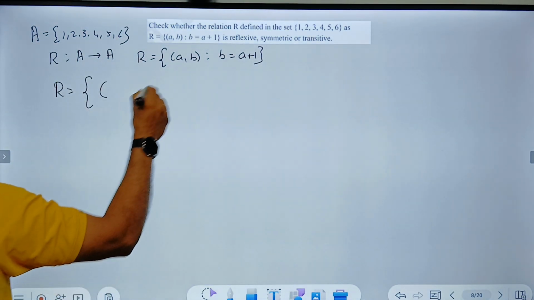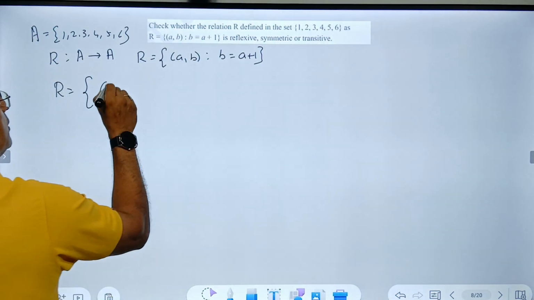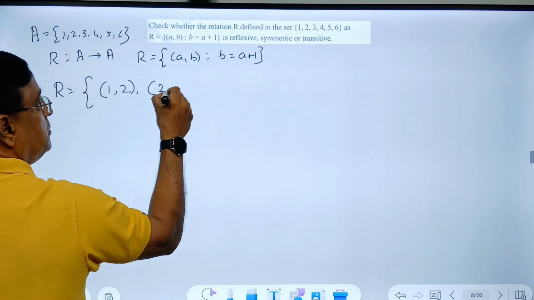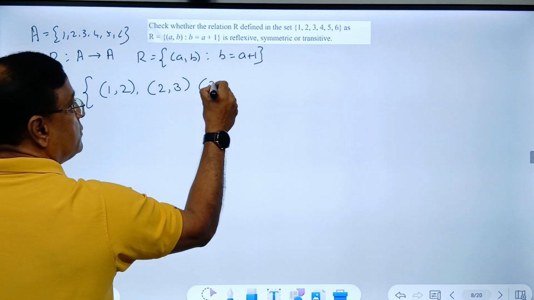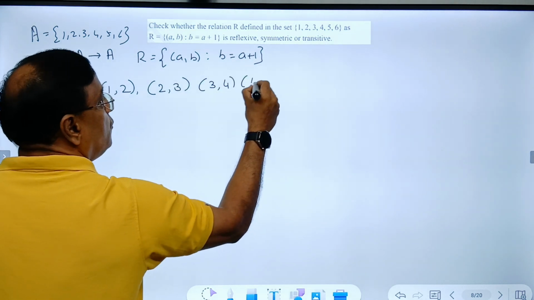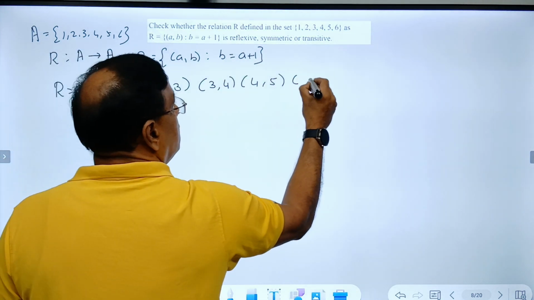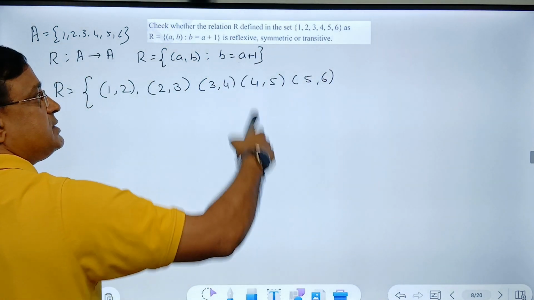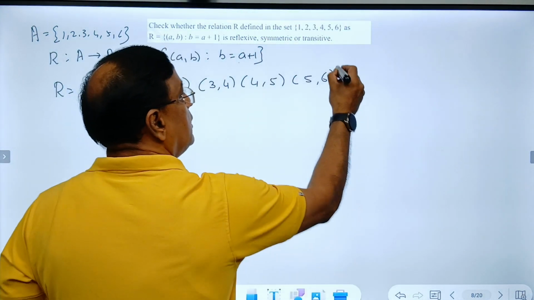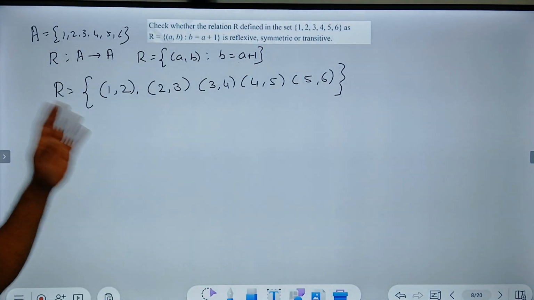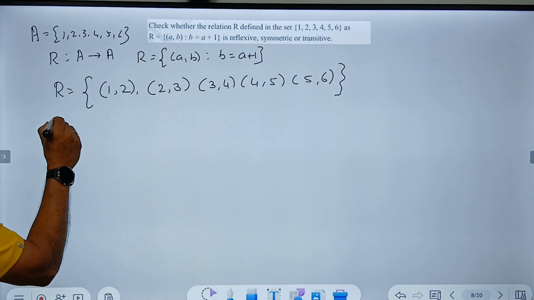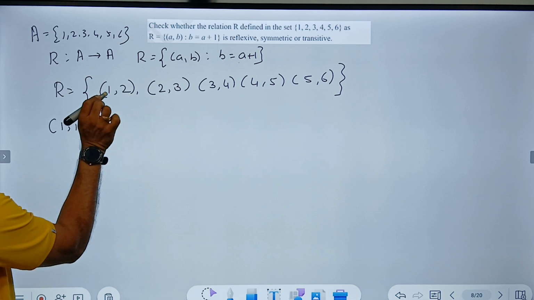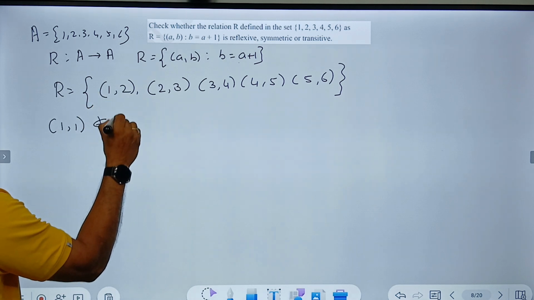Relation R is: when a is 1, b is 2. When a is 2, b is 3. Then it is (3, 4), (4, 5), and then (5, 6). I can't go beyond this because when you put a as 6, you get b as 7, and it is not there. Okay. Now clearly (1, 1) does not belong to R.